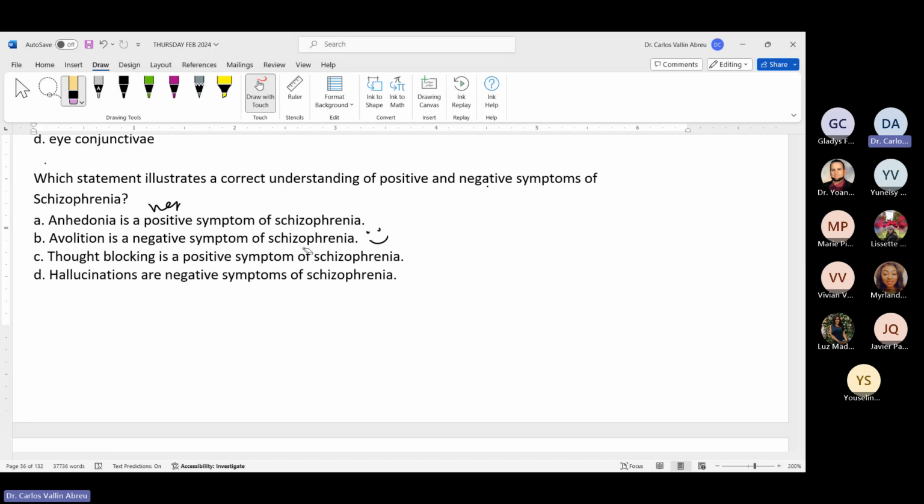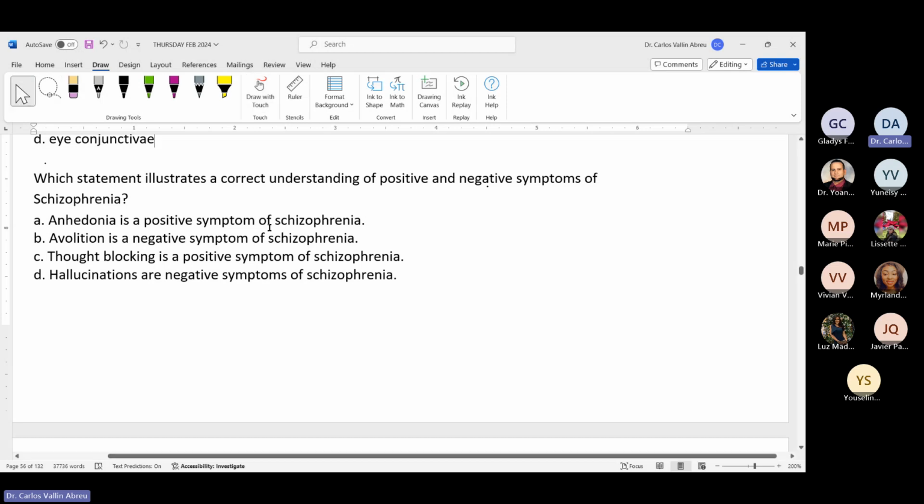Try to understand and master the positive and negative symptoms of schizophrenia, because it's frequently tested more or less this way in your NCLEX.